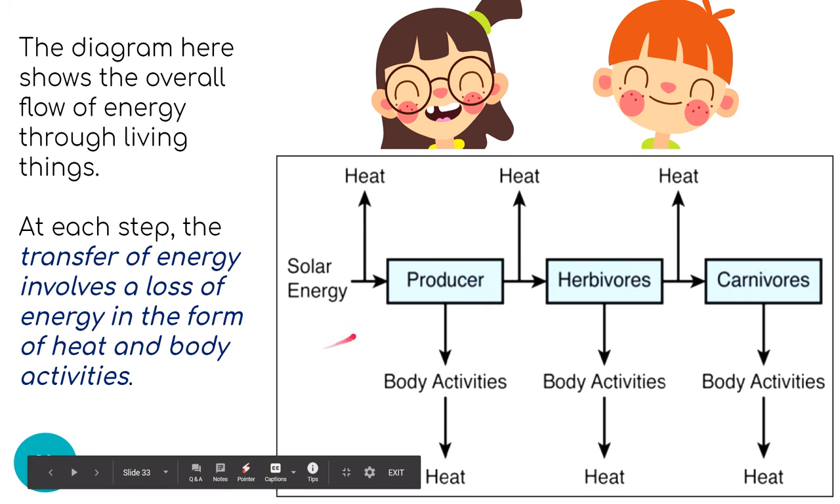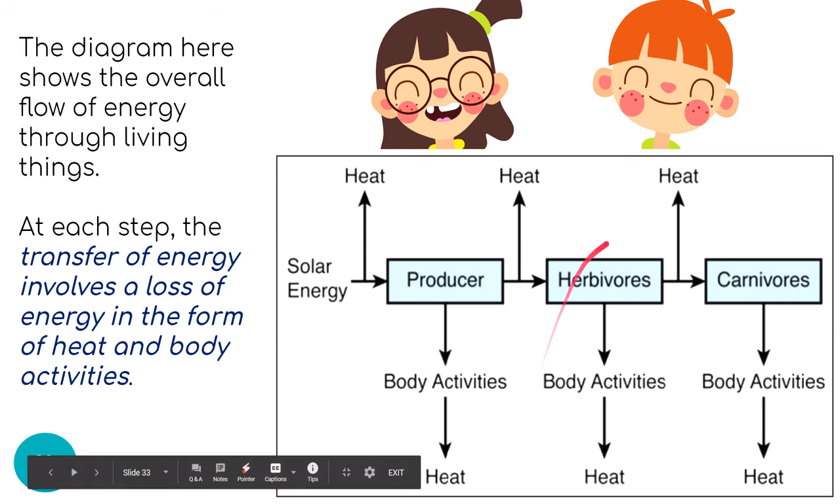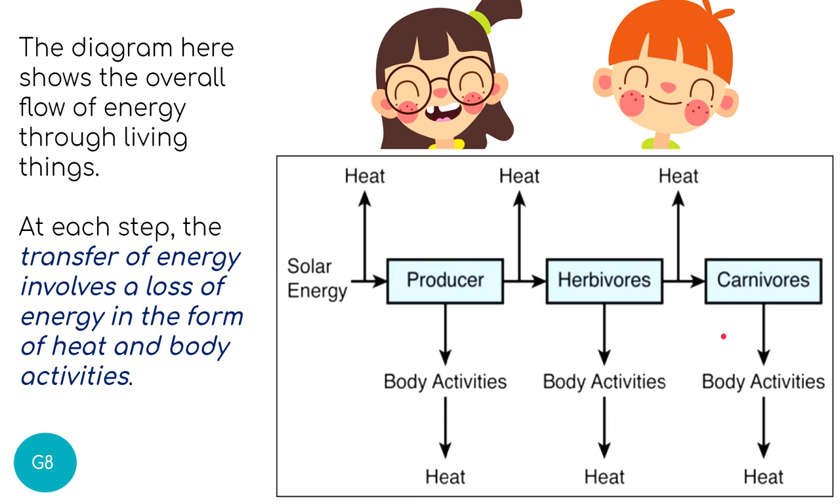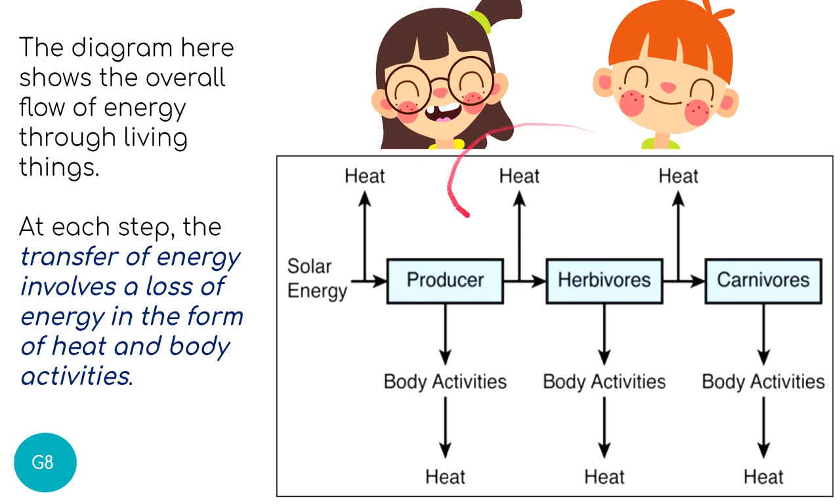So the transfer of energy in an ecosystem always goes in one way. It always starts with the sun. And for every body activity performed by the living organisms, they give off heat as a byproduct. And every time they die or they are not utilized, they also give off heat as a byproduct.